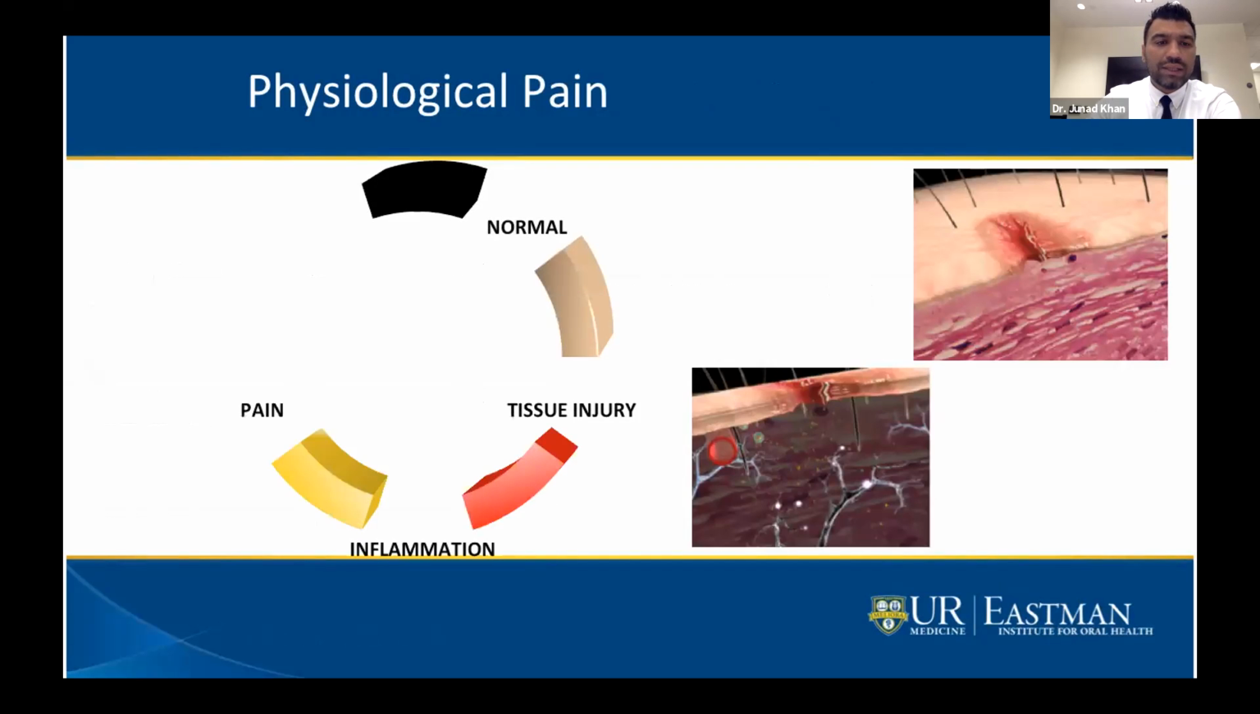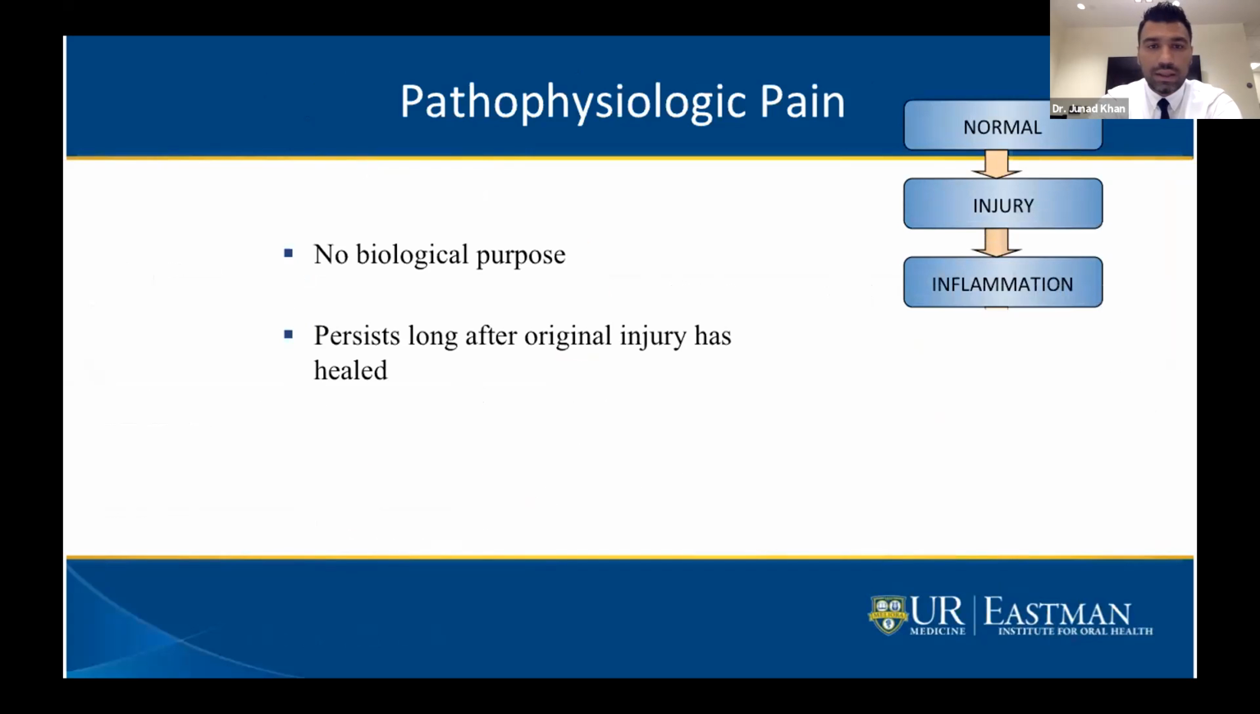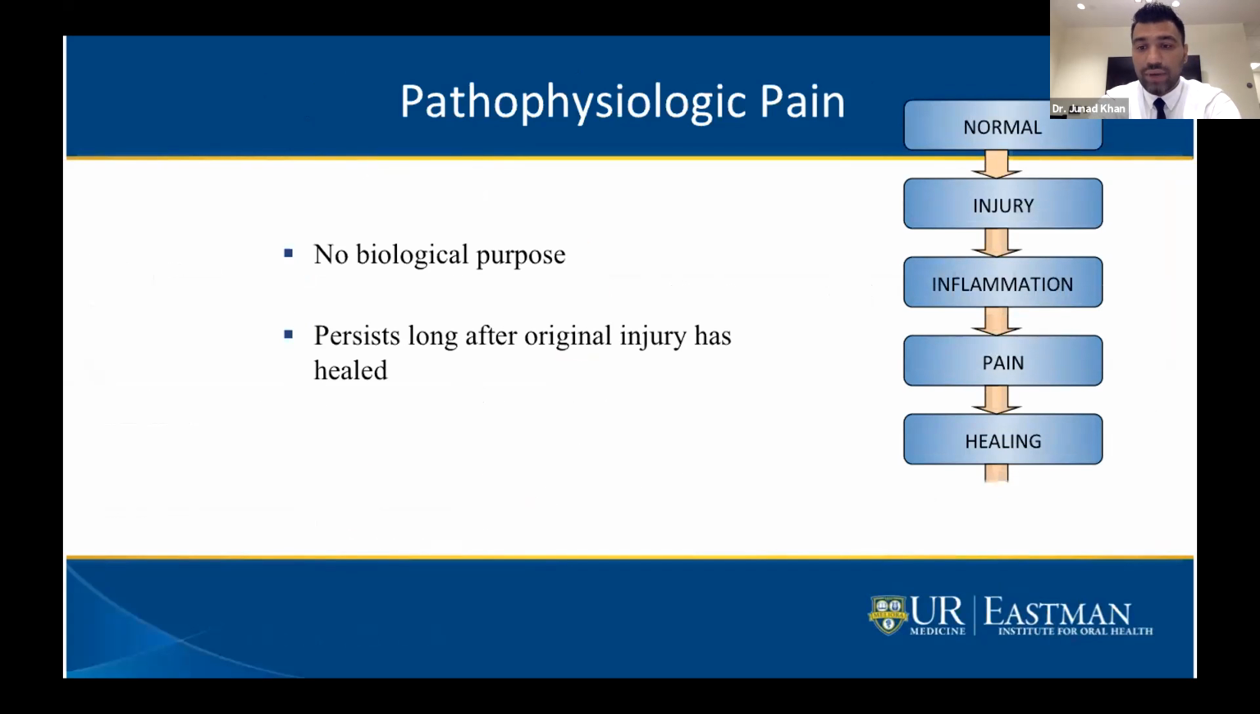So this is very basic stuff. We have this cycle. There's tissue injury followed by inflammation and pain. Healing happens. Everything is good. We go back to normal. It's a short process, referred to as physiological pain or good pain. That is the pain that is helping us. It's our friend. It protects us.